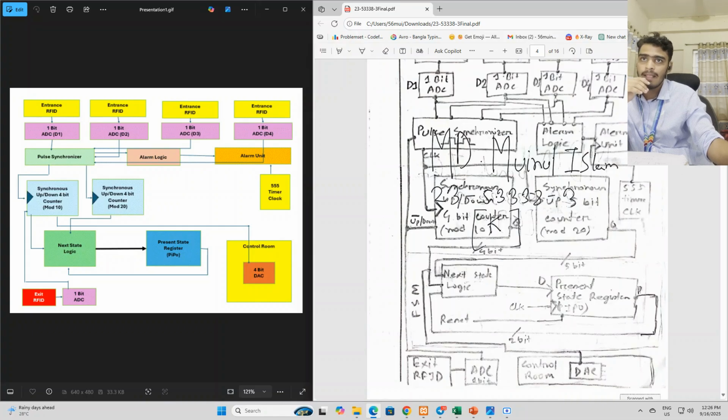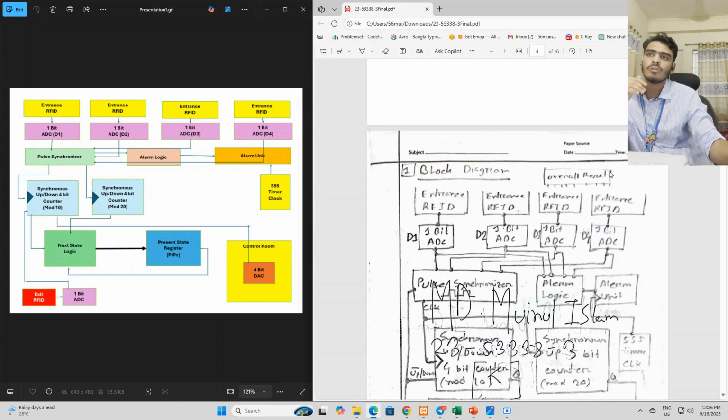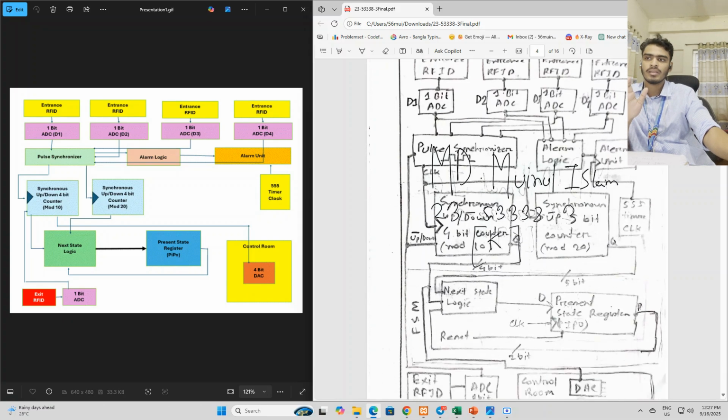And I have given an overall reset button here. I did not add the connections to all the registers because it would make the whole diagram messy. When you press this overall reset button, all of the registers and the whole system go into reset. Suppose I am starting a new day, you press the overall reset button and the whole system resets. So this is our block diagram.